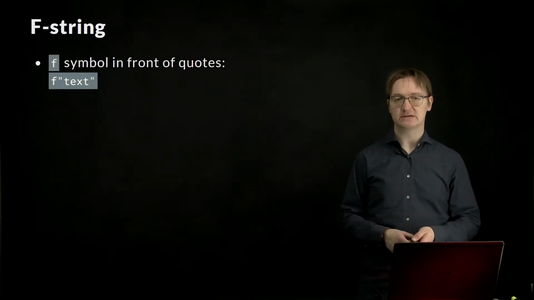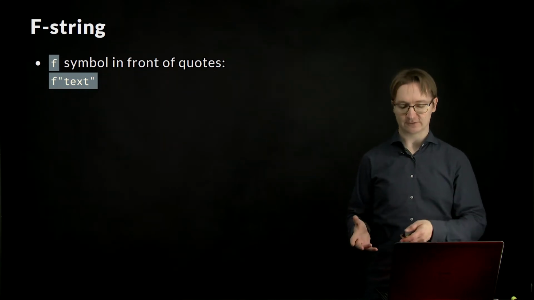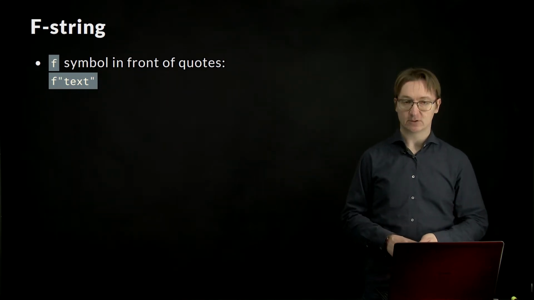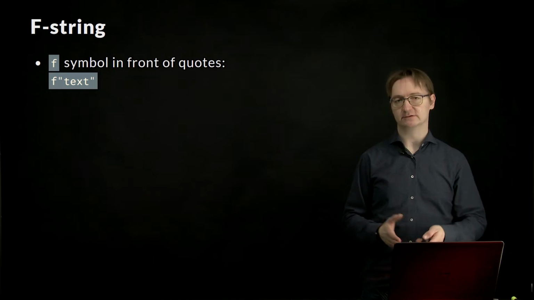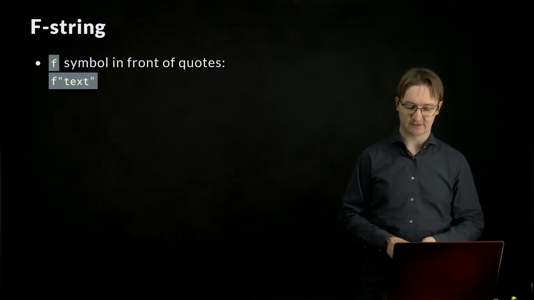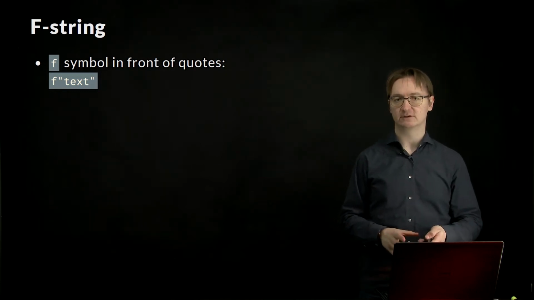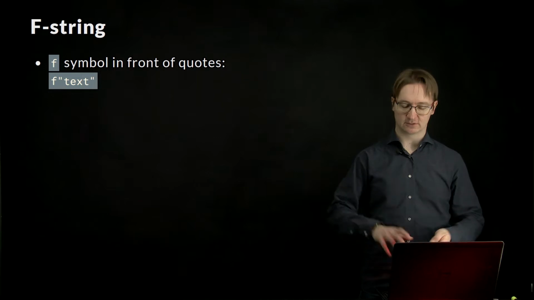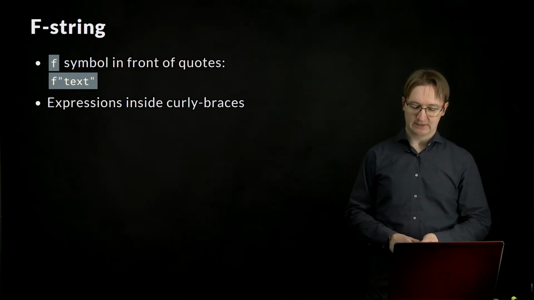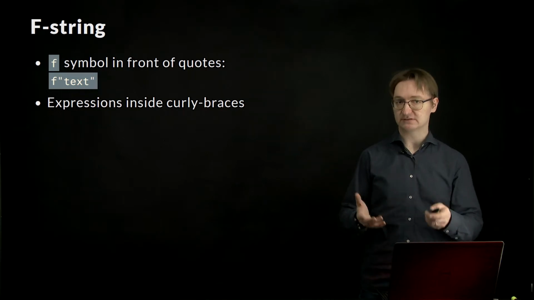An f-string is basically an f symbol in front of the quotes. It doesn't matter whether those are double quotes or single quotes, you just have to put f in front of the string itself. It also works for triple quotes for longer texts. And everything inside the string is a string.